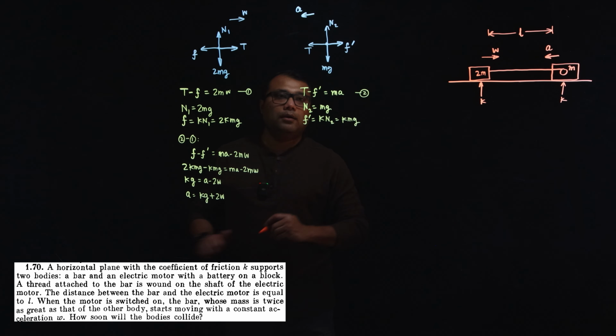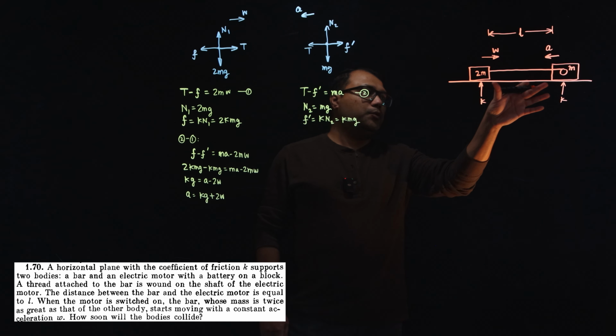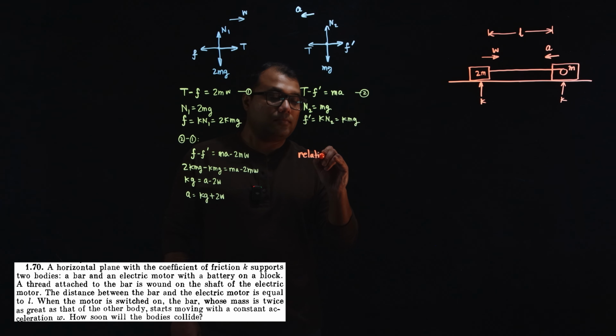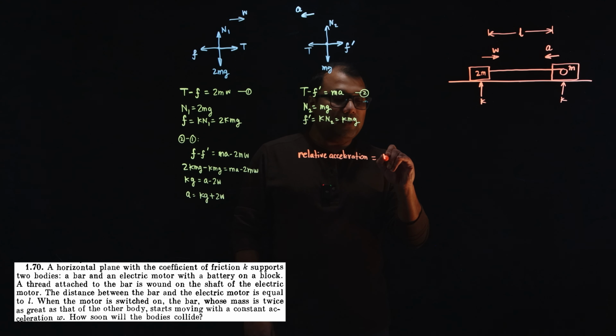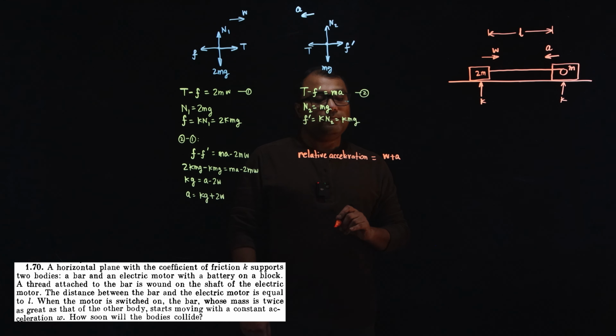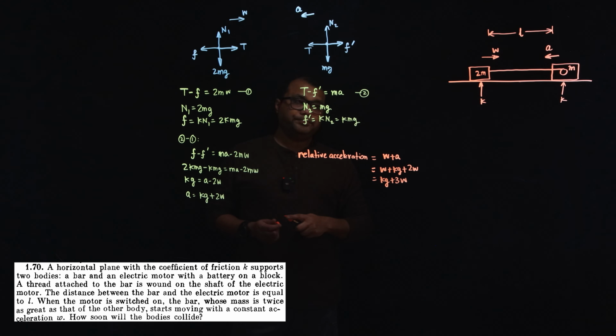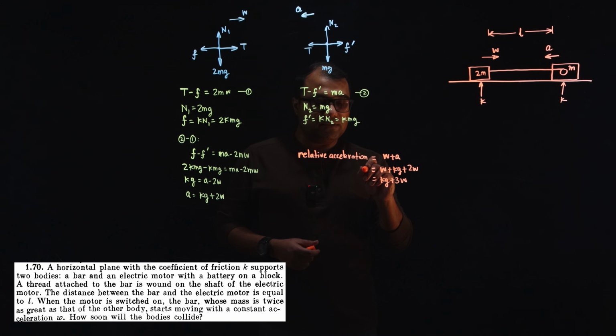Now the relative acceleration between these two masses, which is the acceleration of approach, we can write W plus A, which is nothing but W plus kg plus 2W, which is kg plus 3W. Now this relative acceleration, let's say this is A dashed.